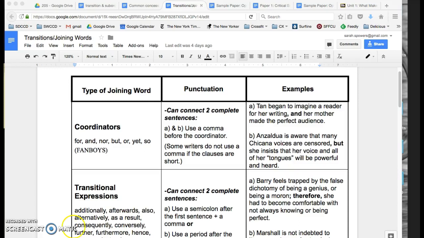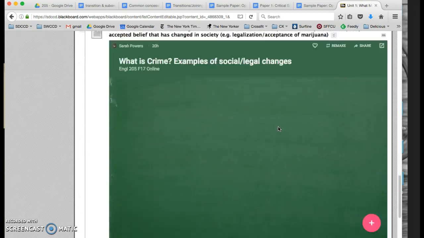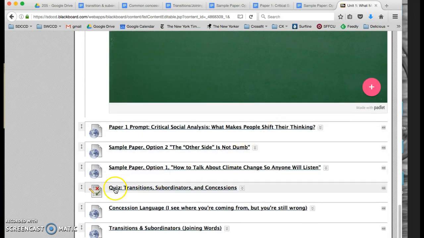Hey everyone, you have a quiz this week. Should be pretty simple, pretty straightforward, pretty easy way to get 25 points. You have 2 attempts for it, and it is located here in Unit 1 in Blackboard, down here at the bottom where it says Quiz, Transitions, Subordinators, and Concessions.